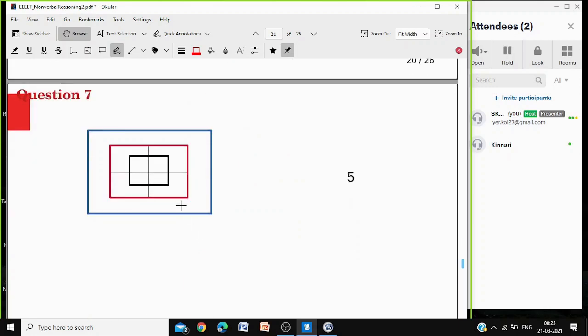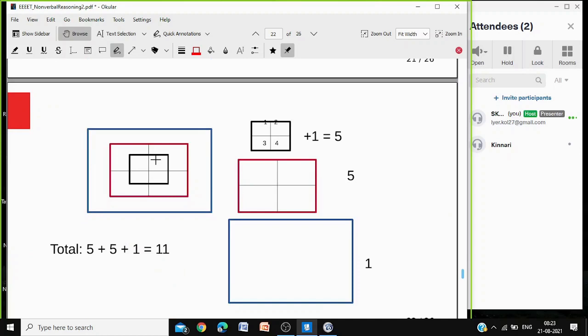Now here the only difference is the outside is not divided. There we had the full division like this. Here we are having division only till the first 2 boxes. The others are not divided. So then what happens? For the one which is divided you get 5. The red one which is divided you get 5. And the outside one which is not divided you get only 1.